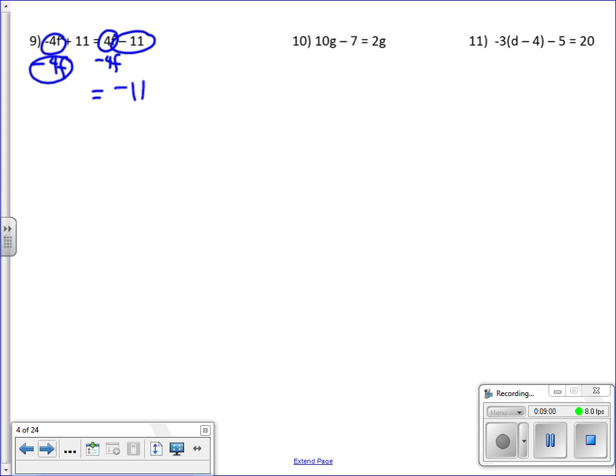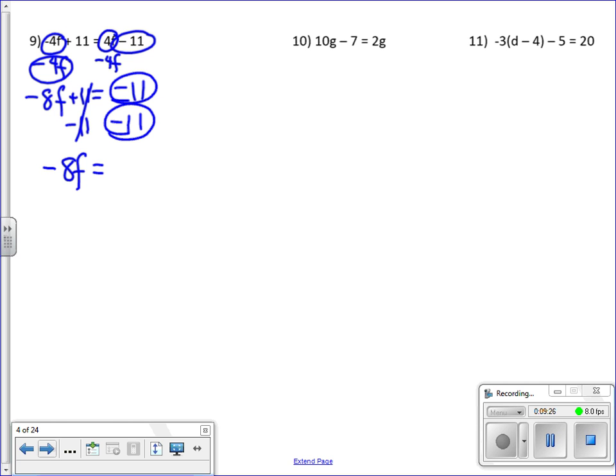So negative 4 plus another negative 4 winds up being negative 8. So I have negative 8f plus 11 is equal to negative 11. All right, now I'm going to get rid of the plus 11, so I'm going to subtract 11 from both sides. The right-hand side is going to work like the left-hand side just did. This is going to be negative 8f is equal to negative 11 and negative 11.